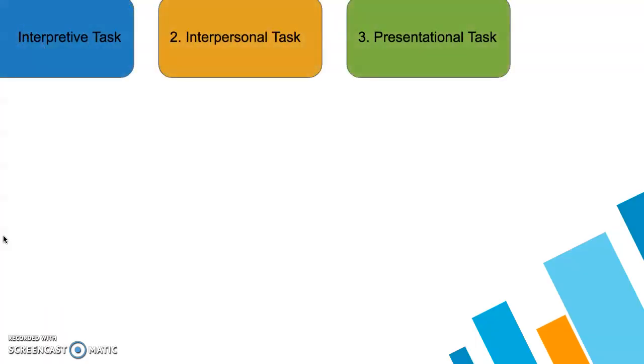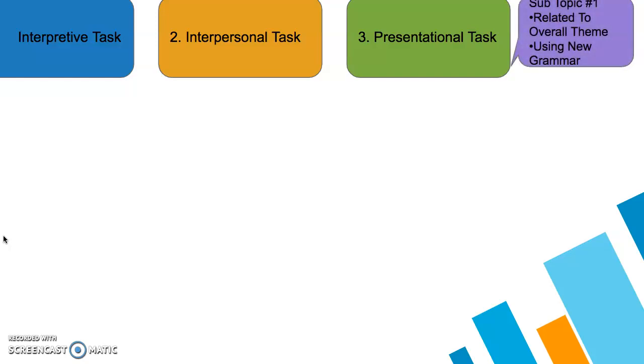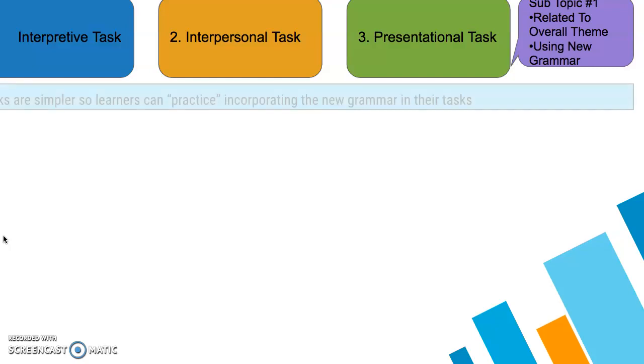So this is kind of my model. I usually start out after the PACE model, I go right into another interpretive resource. And then that kind of builds into an interpersonal task, and that builds into a presentational task. All of that is going to be in what I call a subtopic. So whatever my overall theme is, here's one subdivision of it so that I can use that related to the theme and also use the grammar to support all three modes.